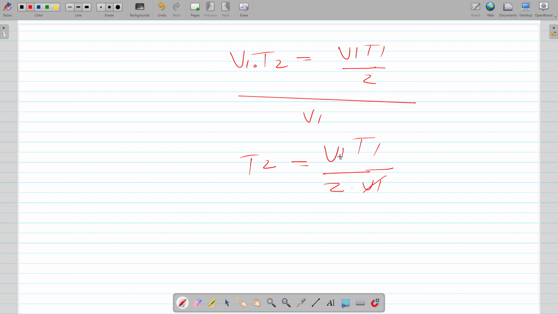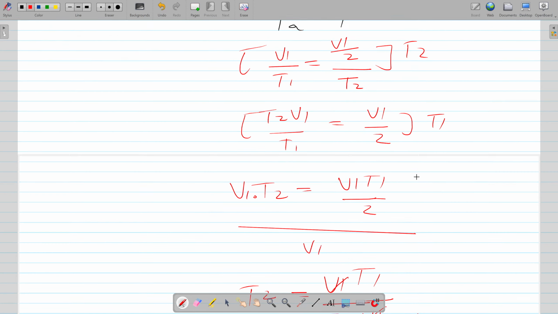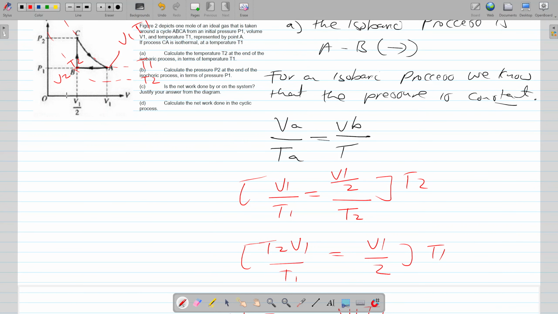So we're going to have T2 is equal to V1 T1 divided by 2 multiplied by V1. And the V1 here is going to cancel this V1 here. We're going to be left with T1 over 2. So our T2 here is equal to T1 over 2. So that's our T2. And next, let me choose another color here.